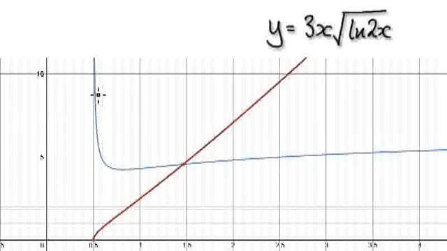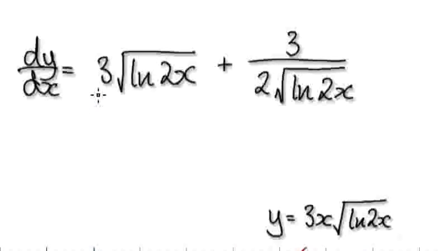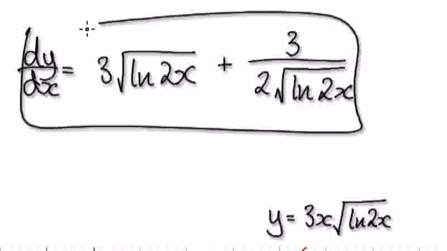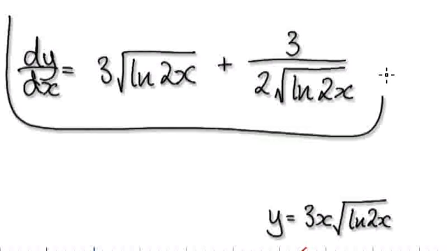Okay, so we're going to say the derivative here seems to be correct. So dy by dx is given by this.